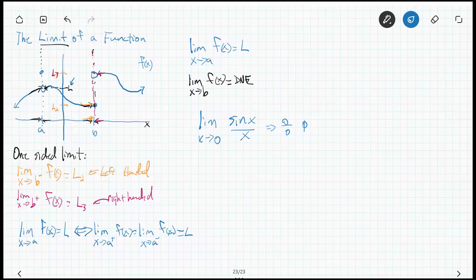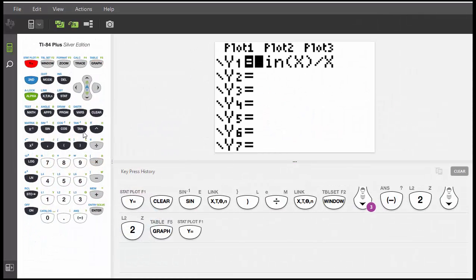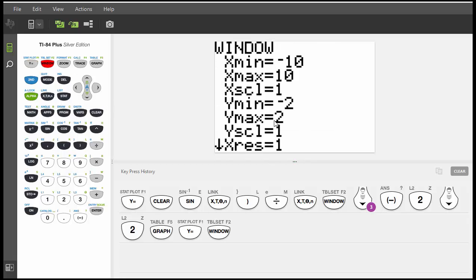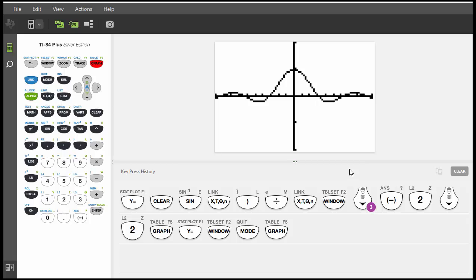However, look at the function. I just put in y equals sine x over x. If you look at my window really quickly, I went from -2 to 2 on the min and max, and I made sure that I was in radian mode. There's my radian. So let's go back to the graph. There it is. Now look, let's use our little finger. Sine x over x looks just like this.